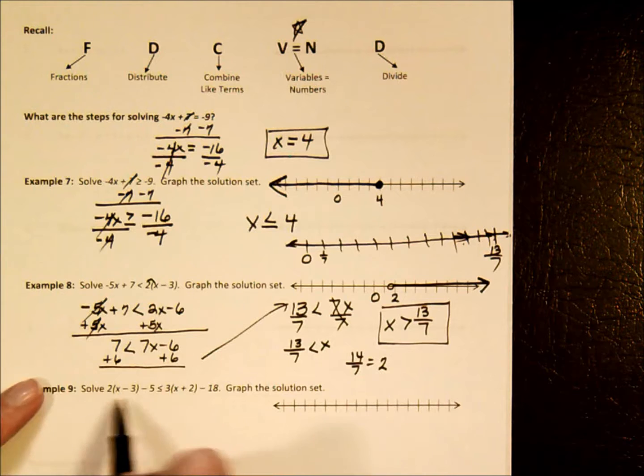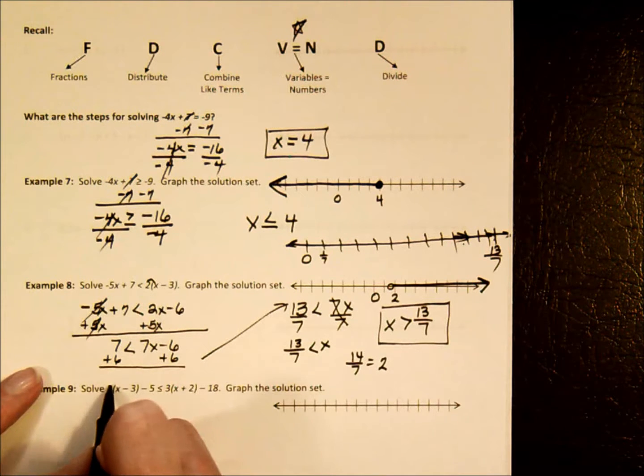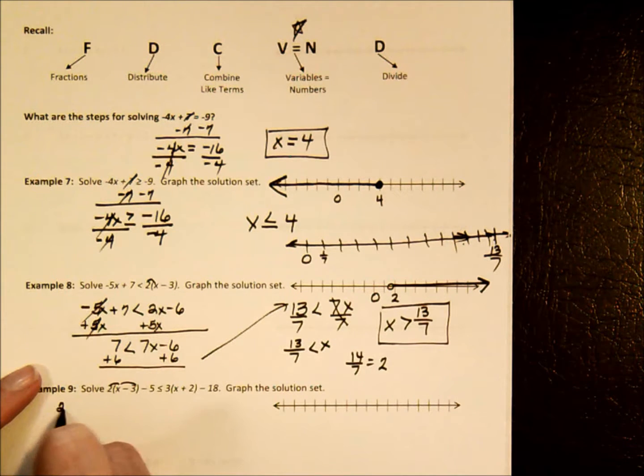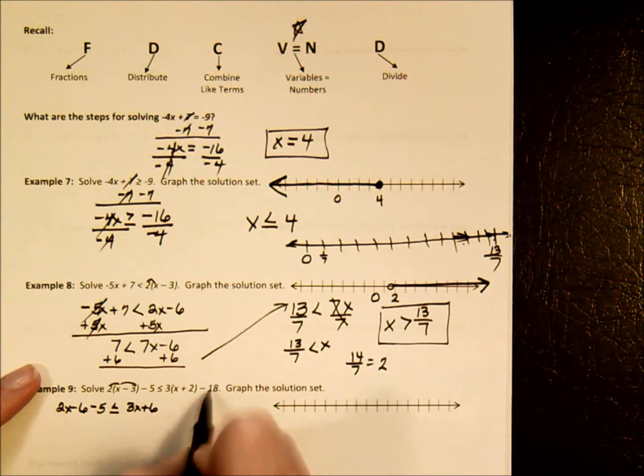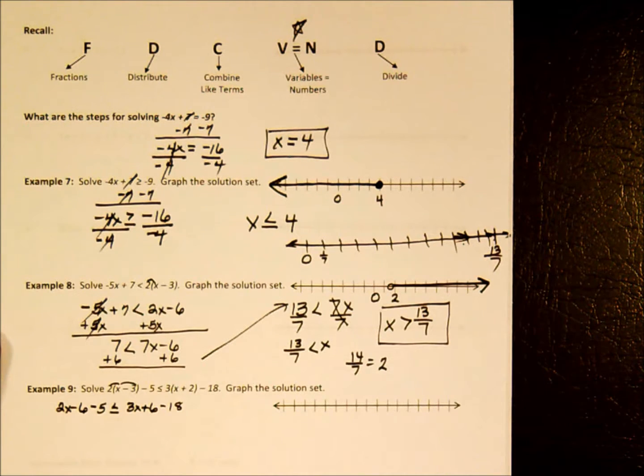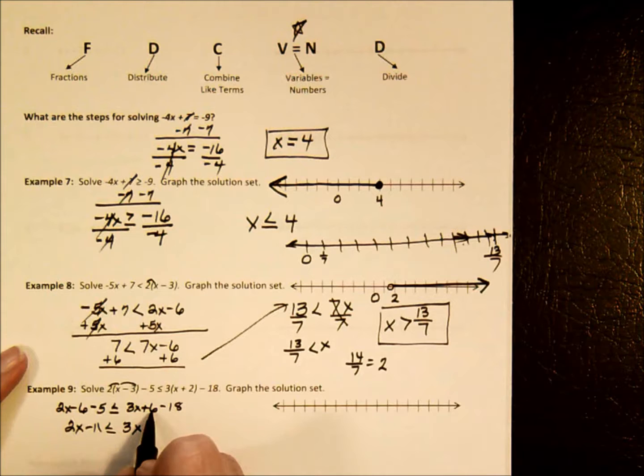It has a lot more steps to it. Here I have a distributive property. So 2x minus 6, neighborhood kid, is less than or equal to, distribute again, 3x plus 6, neighborhood kid, minus 18. Our next step is to combine like terms. So 2x, a negative 6 and a negative 5 is a negative 11. 3x, positive 6 take away 18 is negative 12.